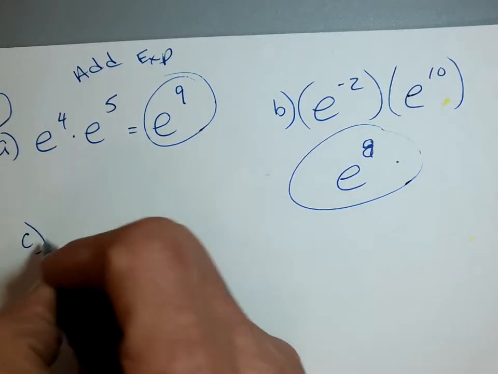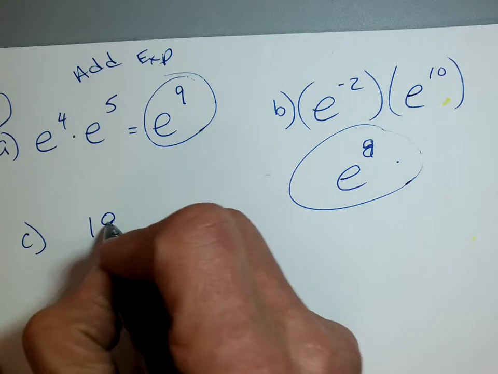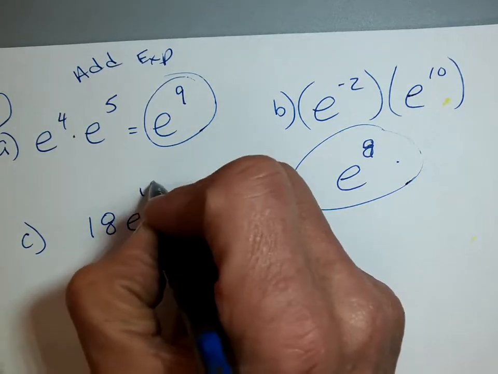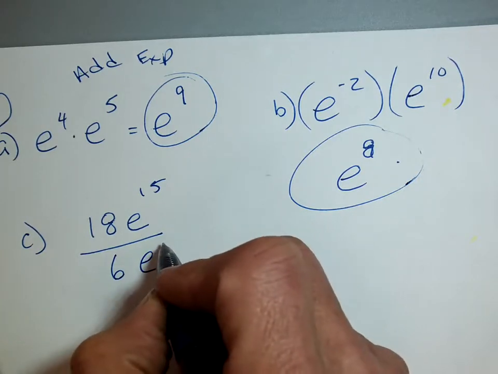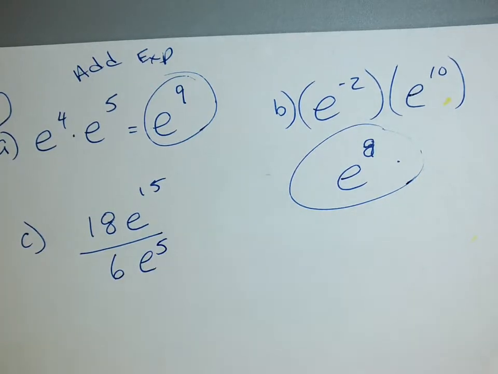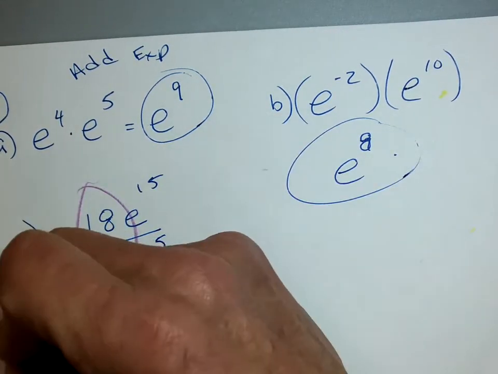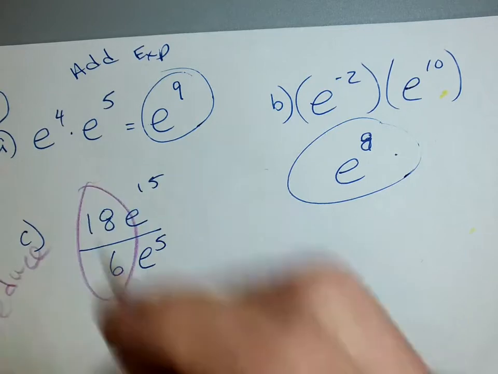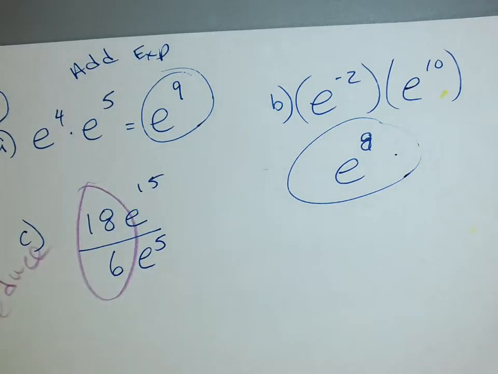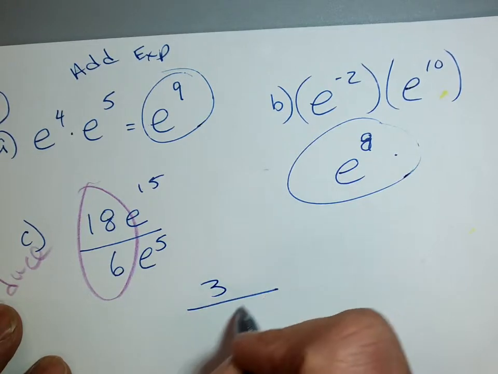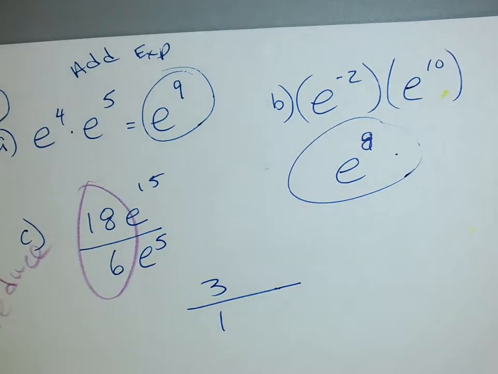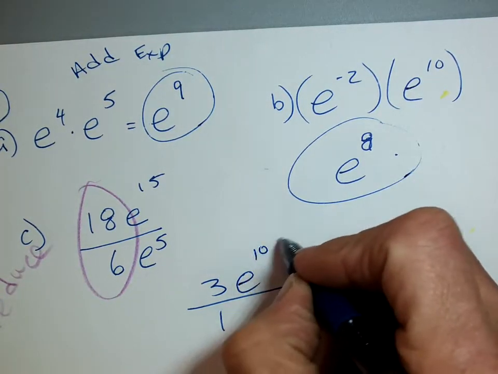There you go. It's easy if you can add, right? C, 18 e to the 15th over 6e to the 5th. So first, let's reduce this fraction. And then we'll subtract exponents. So we're going to get an answer of 3 over 1. You don't need the 1, but there it is anyway. And then I'm going to get an e to the 10th.